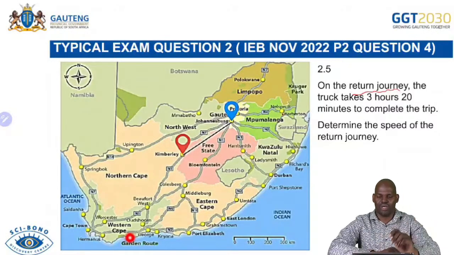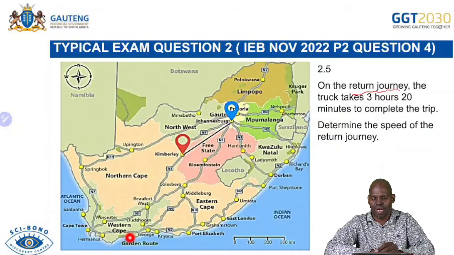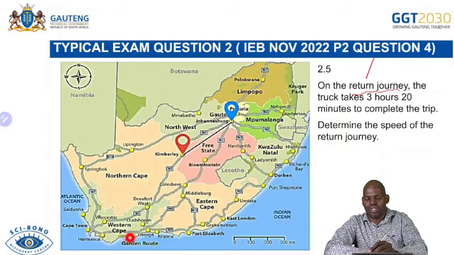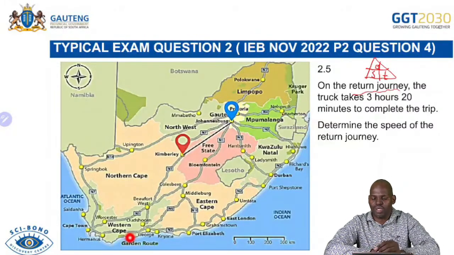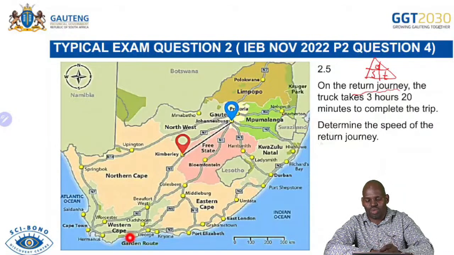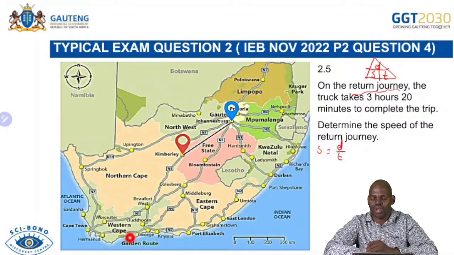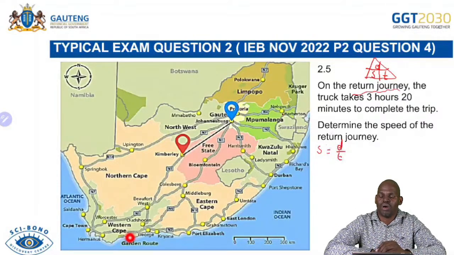Okay, now it's a different story now. But the formula is still the same. The formula for calculating the relationship between speed, distance, and time, there it is. Now we need to calculate the speed. The speed is distance over time. So you can write it down. Speed is equal to distance over time. Our distance obviously is going to be the same.